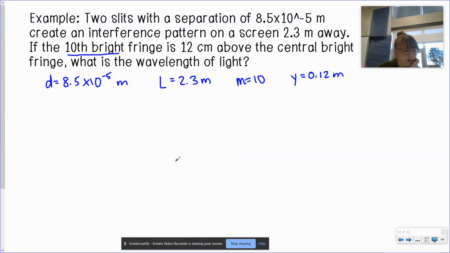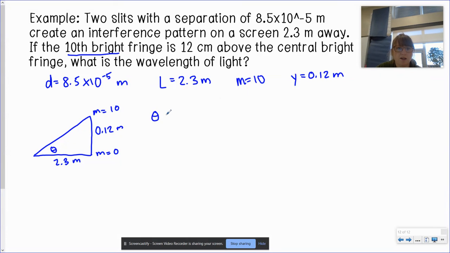So first, let's figure out what that angle is between that central bright fringe and that 10th bright fringe. So we know this distance is 0.12. We know this distance is 2.3 meters. So this angle here is going to be the inverse tangent of 0.12 over 2.3, which is 3 degrees.